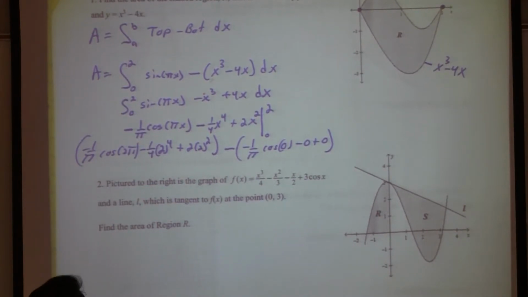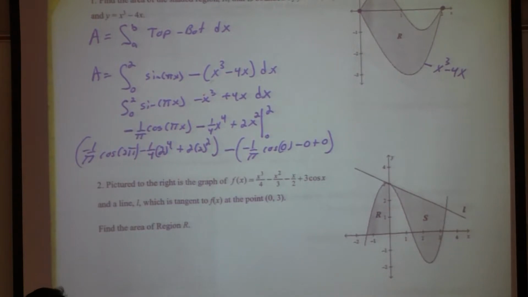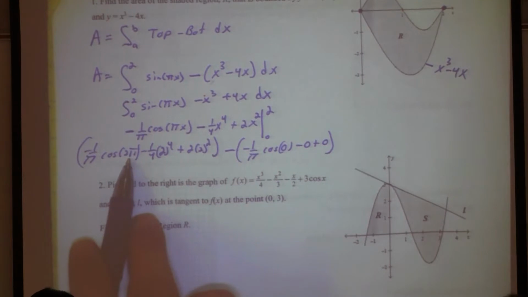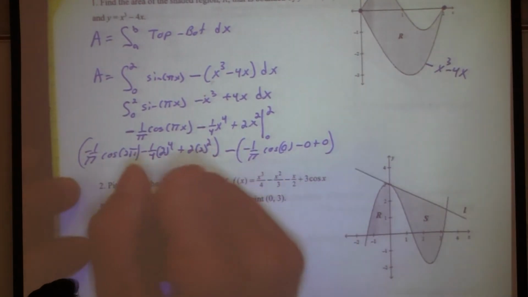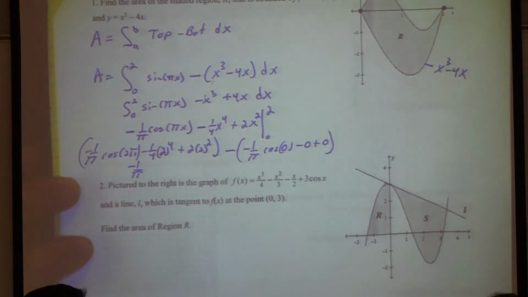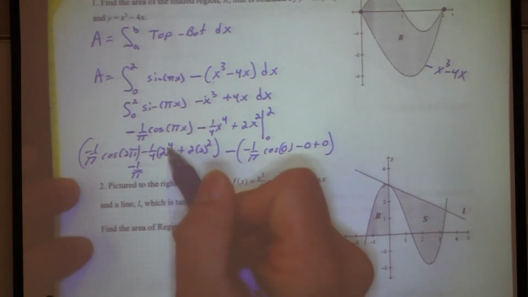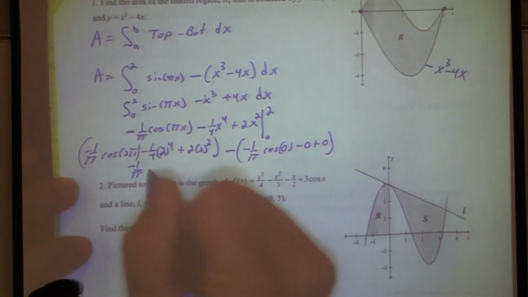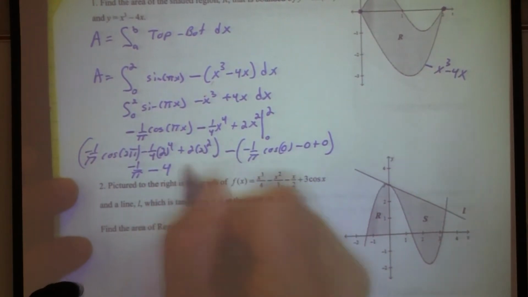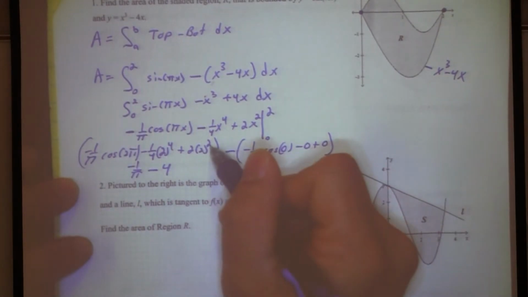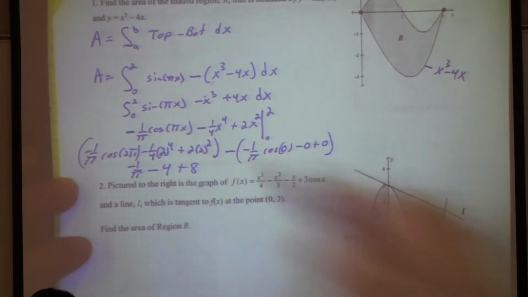Alright, so what's cosine of 2 pi? 1 times negative 1 over pi, that's negative 1 over pi, right? 2 to the fourth, 16. 16 divided by 4, negative 4. 2 to the second, 4 times 2, so plus 8.